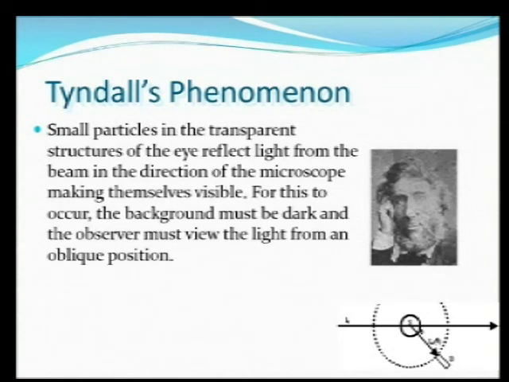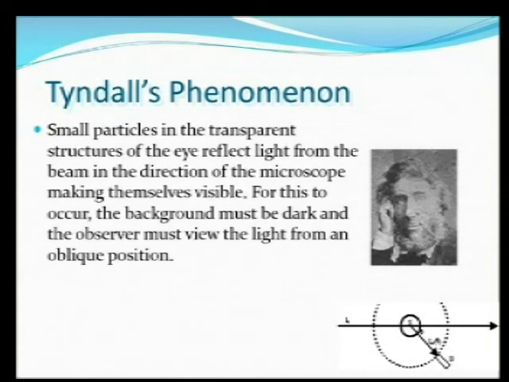And the guy that figured out why we can see things better with a slit lamp was a guy named Tyndall. And what Tyndall discovered is that if you view a transparent structure against a black background, and you shine a beam of light in from an oblique angle, what will happen is as the light passes through that transparent structure, if there's any lack of transparency, if there's any little structures in there, they will reflect the light back into the observer's eye and make them visible. And that's basically what we're doing with the slit lamp.